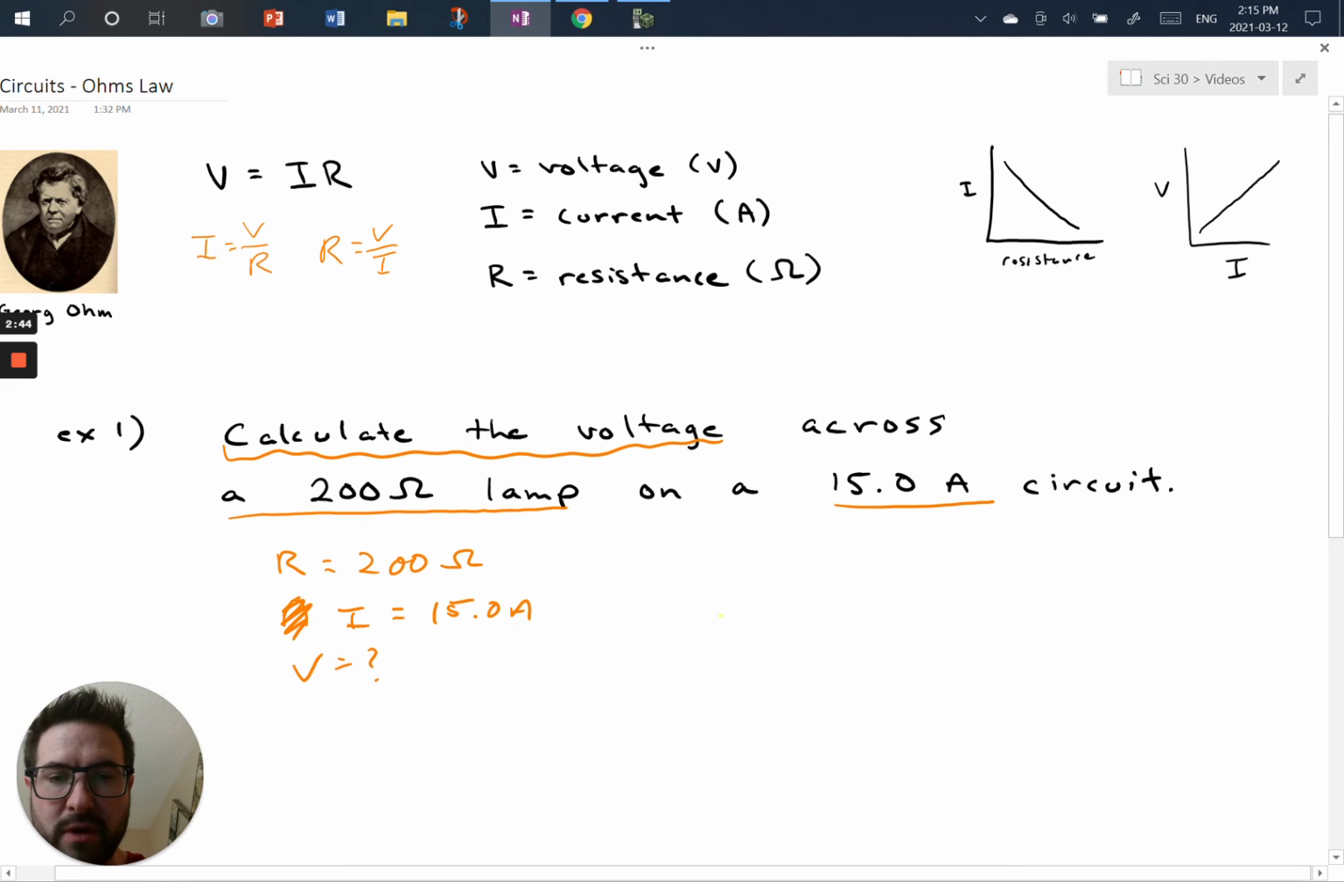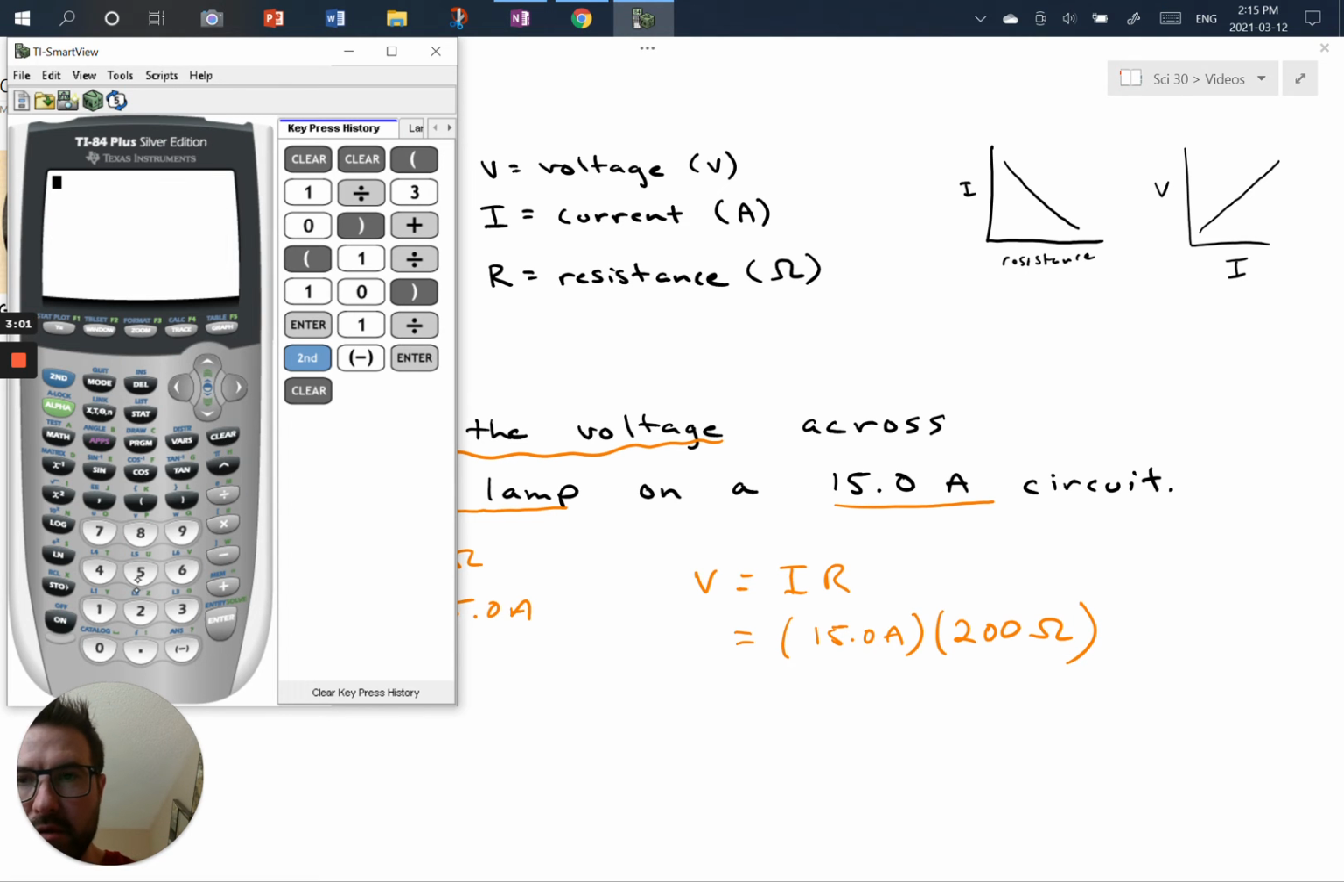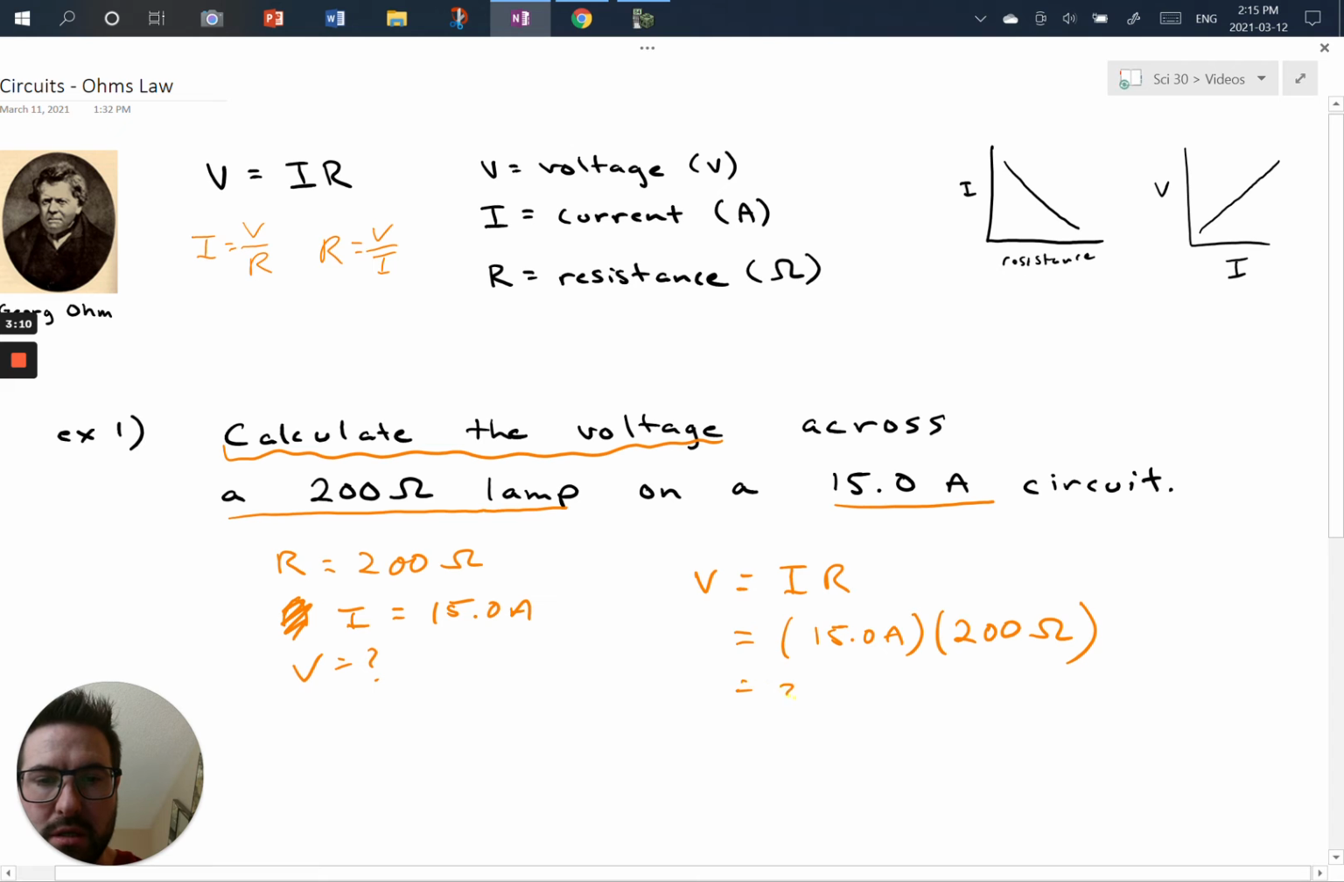So, a simple three variable formula here. V equals I times R. So I'm going to take my 15.0 amps, multiply that by 200 ohms. I'm going to plug that into my calculator. 15 times 200, and I get 3,000 volts.